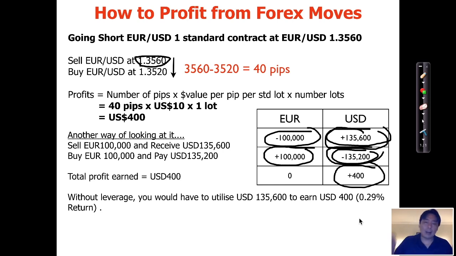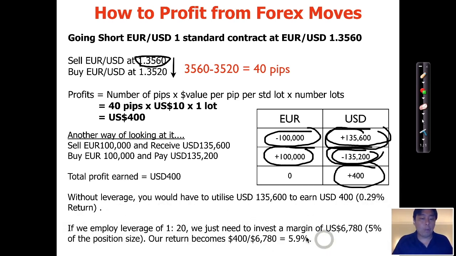So instead of putting down 135 grand, if we use leverage of 1:20, that means we only have to put a 5% deposit or 5% margin in order to take this position. Right? So 5% of 135 grand is $6,000. So with $6,000, we can buy this position, or rather sell it and buy it back, and we're making $400.